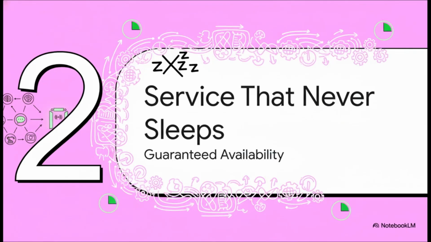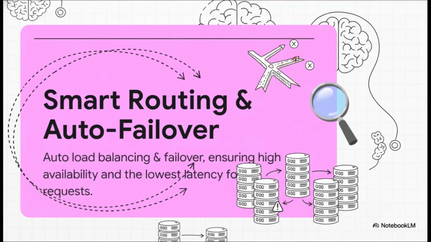Okay, so the code is way simpler. That's a huge win. But what about reliability? I mean, a clean API is awesome, but not if it's constantly going down, right? And that's where this idea of a service that never sleeps really comes into play. So how did they do it? Well, it's powered by this really cool feature called smart routing and auto failover.